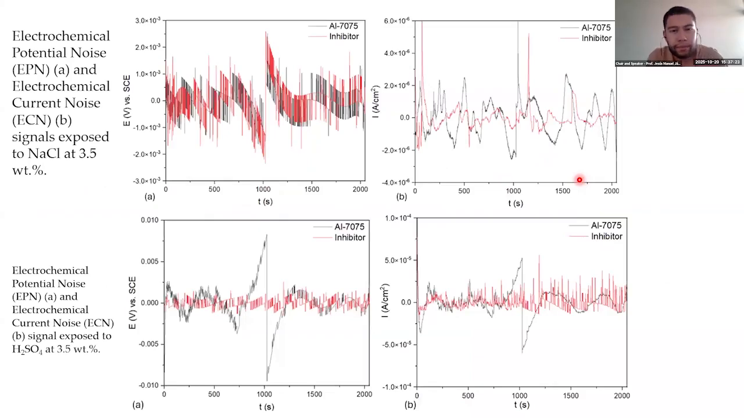In electrochemical noise, we have the signal with the transients. This is for sodium chloride. In the sodium chloride, in the current, we have large transients indicating that localized corrosion is occurring. On the other hand, in the sulfuric acid, we present a system with transients, but the transients are more periodic. So this indicates that the corrosion occurs in a more homogeneous way.